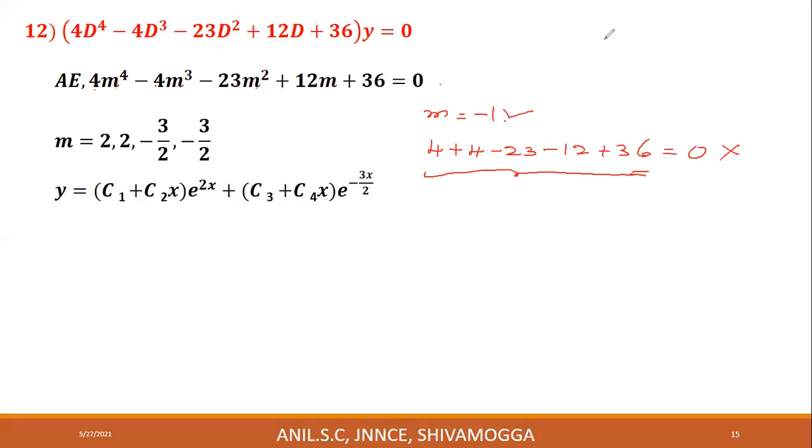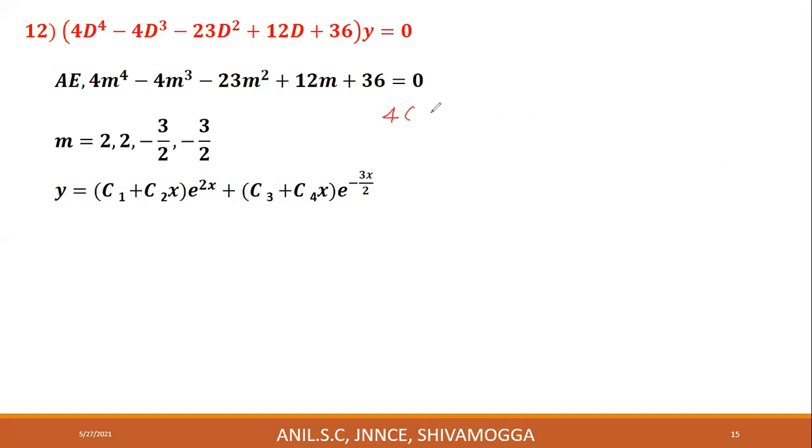Next, we check m is equal to 2. When m is equal to 2, we get 4 into 2 power 4, and 2 power 4 is 16. Minus 4 into 2 cube, which is 8. Minus 23 into m square, which is 2 square, that is 4. Plus 12 into m, which is 2, plus 36 equal to 0. Check this. If we get 0 is equal to 0, then we can conclude that m is equal to 2 is a root.